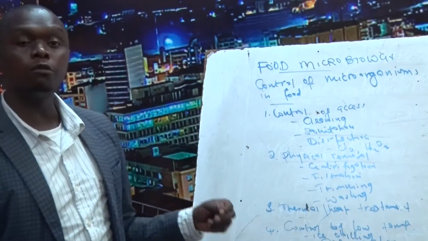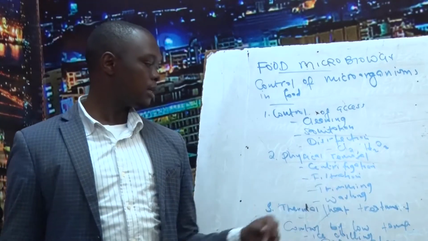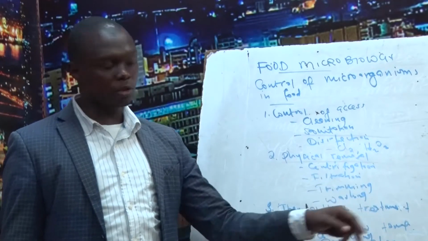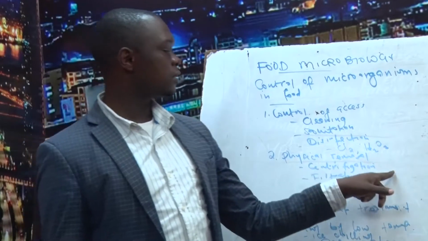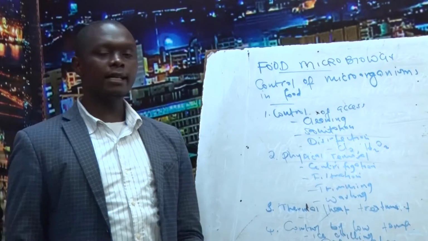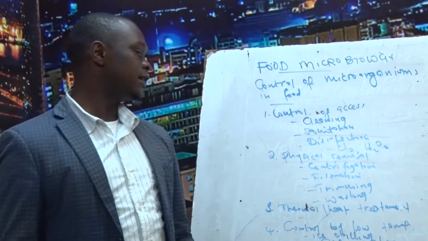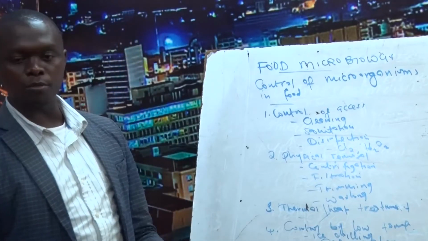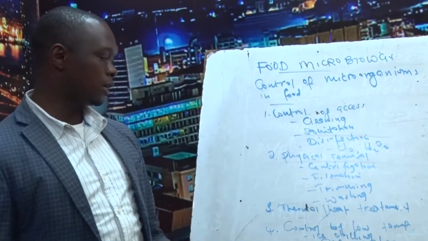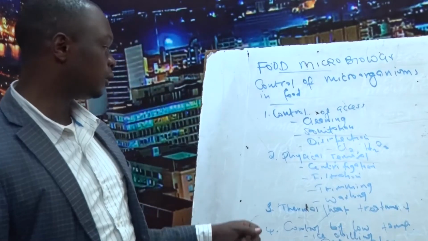Apart from controlling the access of microorganisms to the food by cleaning, sanitation and disinfection, we can also do what is called physical removal. In physical removal, we apply centrifugation, filtration, trimming, as well as washing. Centrifugation is whereby the food, especially fruits, is subjected to some force to minimize the presence of the microorganisms. That force is able to either kill the microorganisms or reduce their concentration in the food.